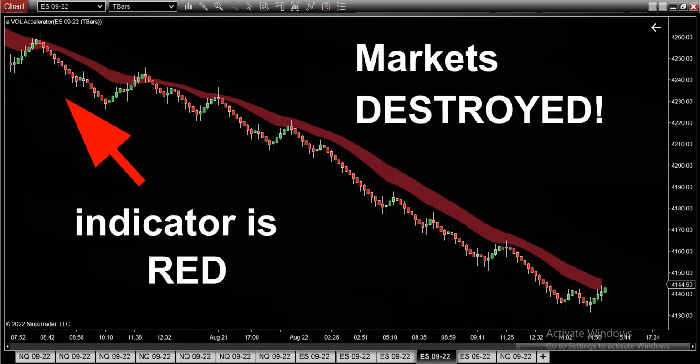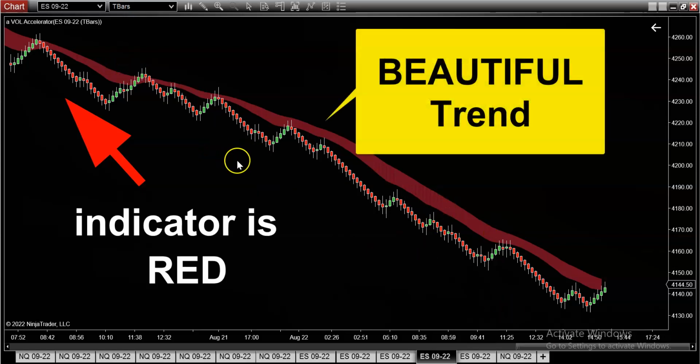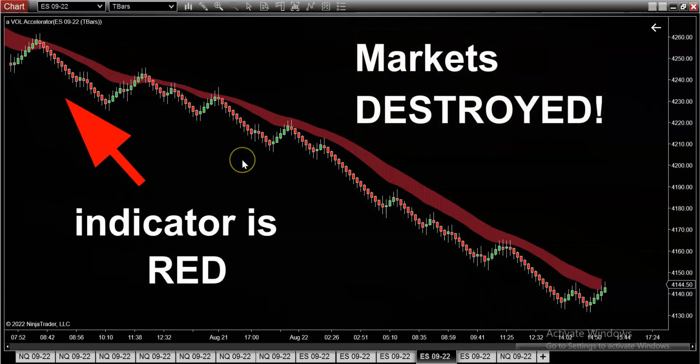Okay, and for those of you guys that are new to trading, what you can do is try to think of this indicator as a directional bias. Okay, when it's green, it tells you the market might want to go up. When it's red, it tells you that the sellers are in control and the market may want to go down, as evidenced by this monstrosity of a sell-off. I mean, folks, this was just absolutely a thing of beauty. I've never seen a more beautiful trend, all right?